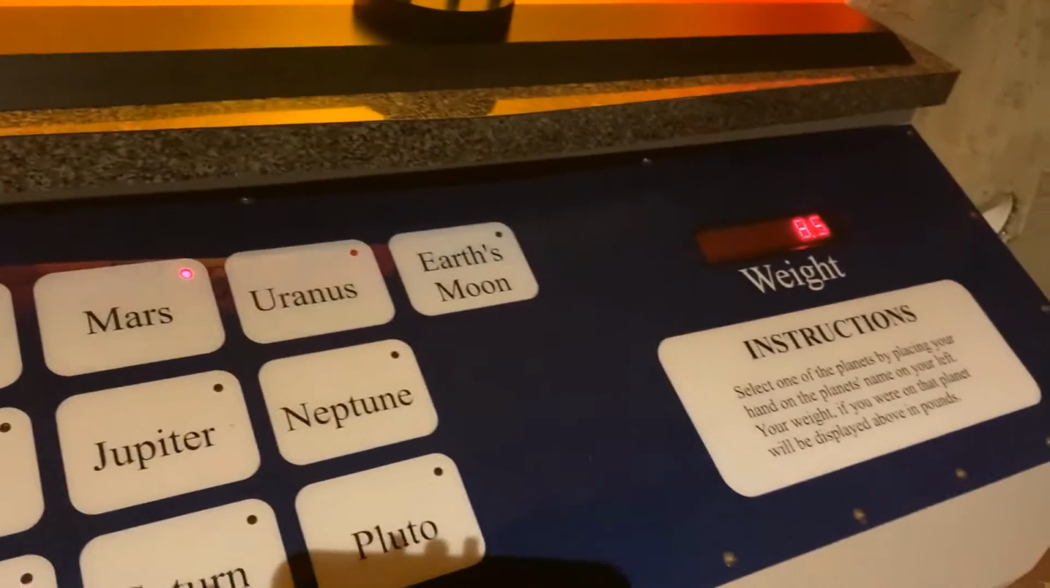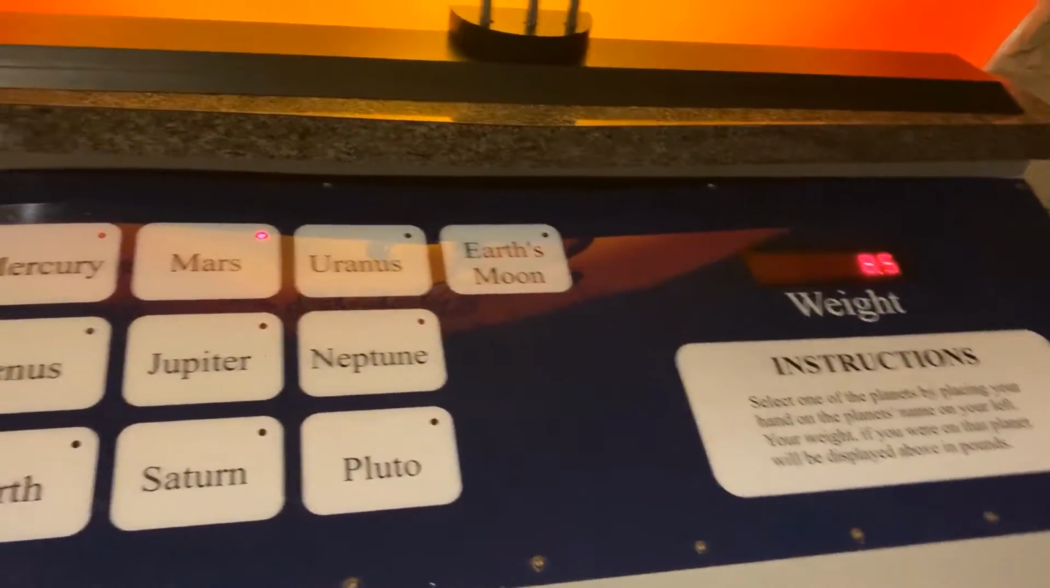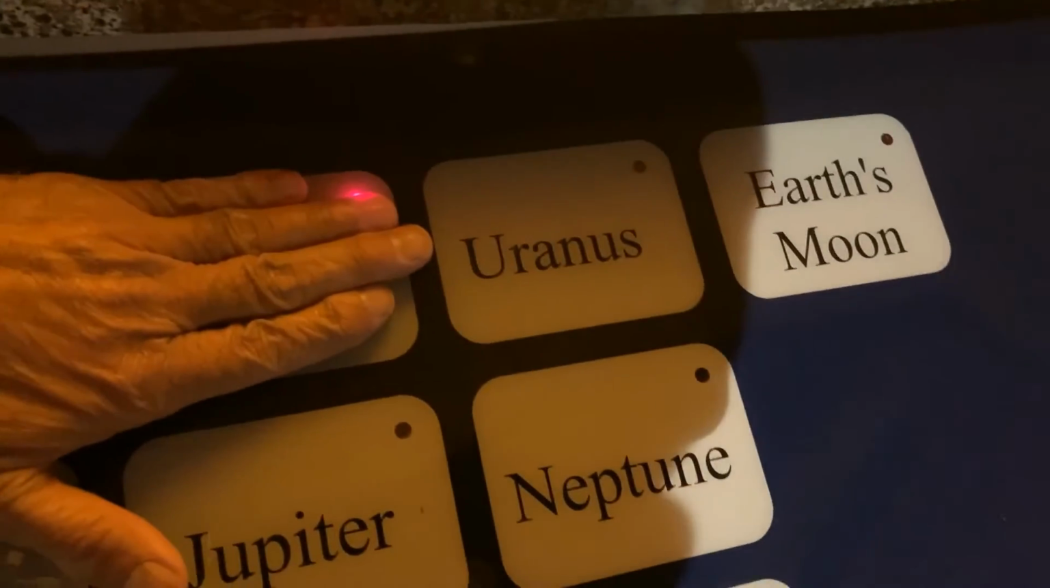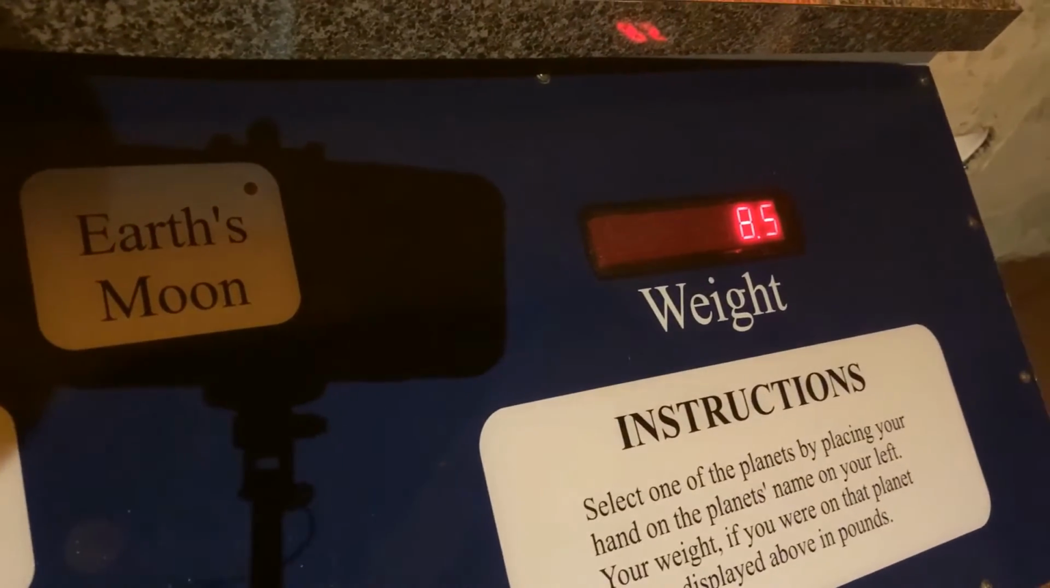Now, what's the reason why there was a significant difference in the weight? Let's do it again. See, 8.5.